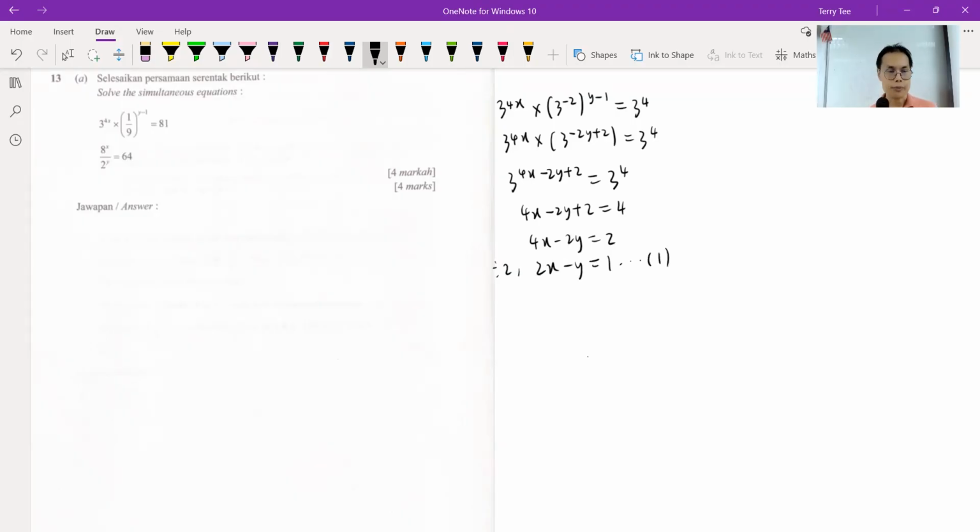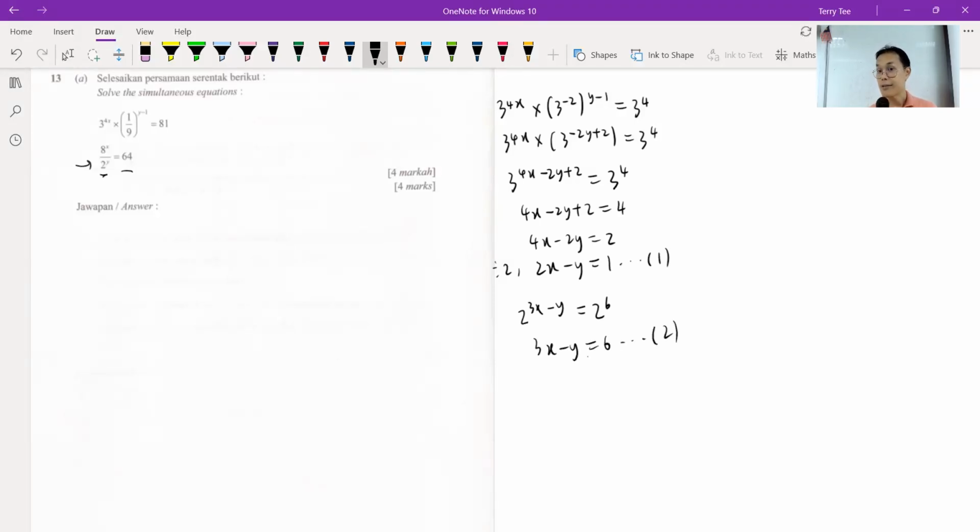First equation. Okay, my second equation over here, we can change everything to base 2. 8 is 2 to the power 3, right? There's a 2y here. When you divide, it becomes minus, right? And 64 is 2 to the power 6. So 3x minus y is now 6.